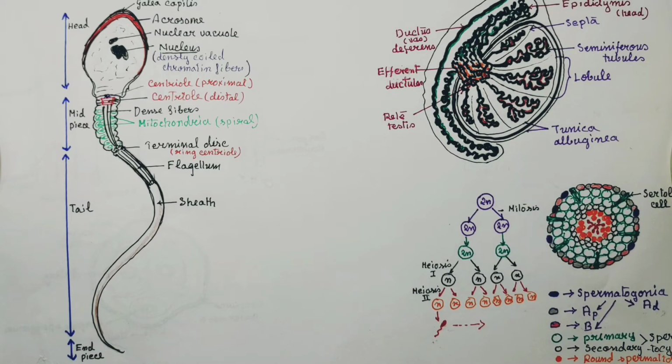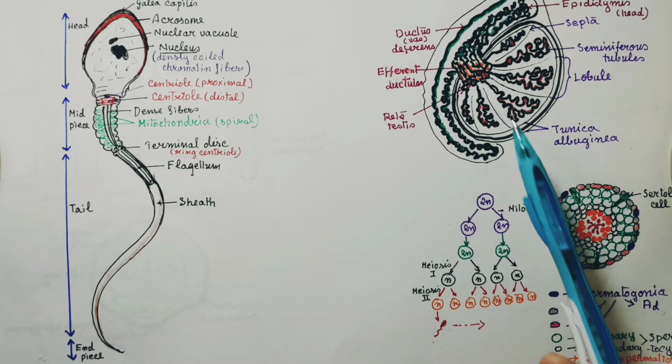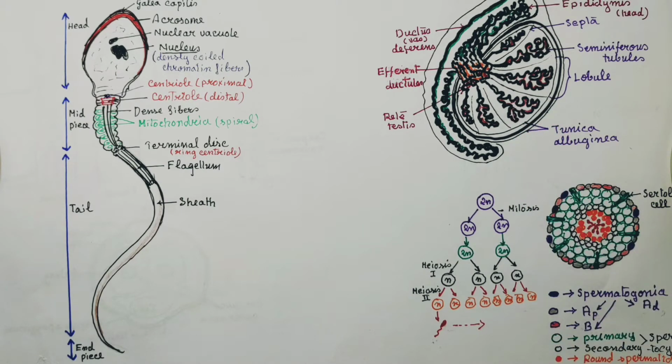In the video on oogenesis, we discussed that the primitive germ cells are the origin of oogonia. And here the same primitive germ cells are the origin of spermatogonia. The primitive or primordial germ cells are there in the skin layer of the yolk sac that we have already discussed, and from there they get transferred to the seminiferous tubule in the form of spermatogonia.